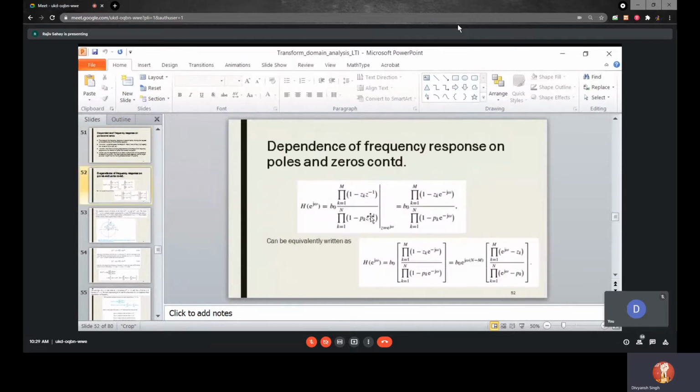I'm just showing you this again. This is the same thing which we had seen in the last class. So it is just written in a different way. Here you have e to the power j omega minus z_k and e to the power j omega minus p_k. There's nothing big deal, just rearranging the terms.